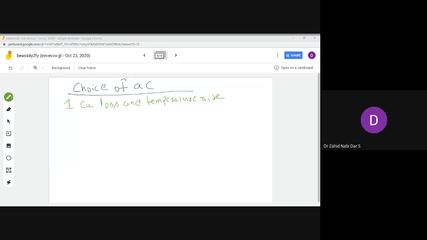The copper loss and temperature rise is a very important factor, because when we were considering the other losses, we went for the iron loss. Okay, now this is the copper loss.